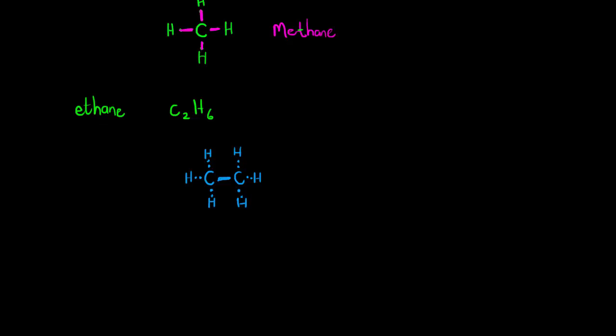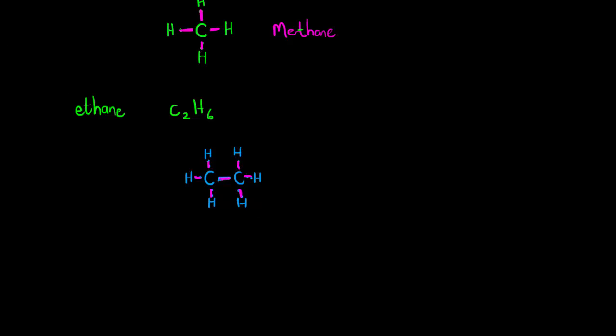So I'm just going to connect all of these that are being shared again, and now we can go and count the number of valence electrons just to make sure that I have the correct number of valence electrons. We've got 2, 4, 6, 8 around this carbon. How about this one? 2, 4, 6, 8 around this carbon. And if we check on the hydrogens, all of them will have the same number.